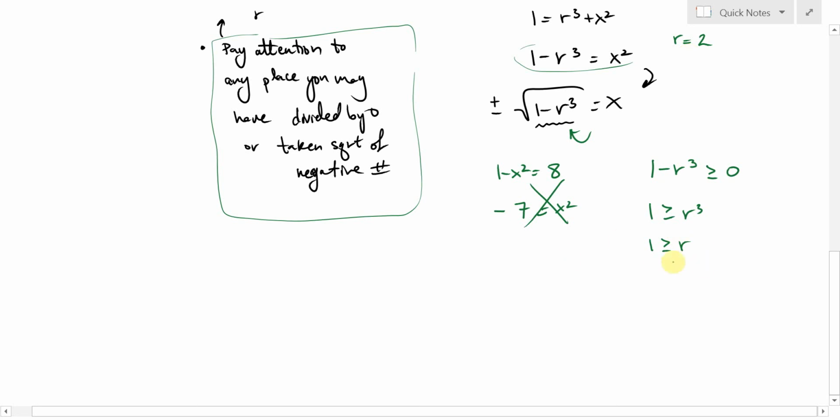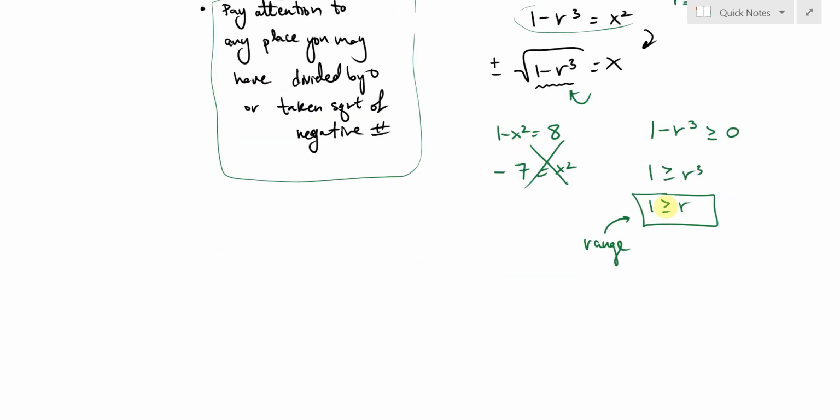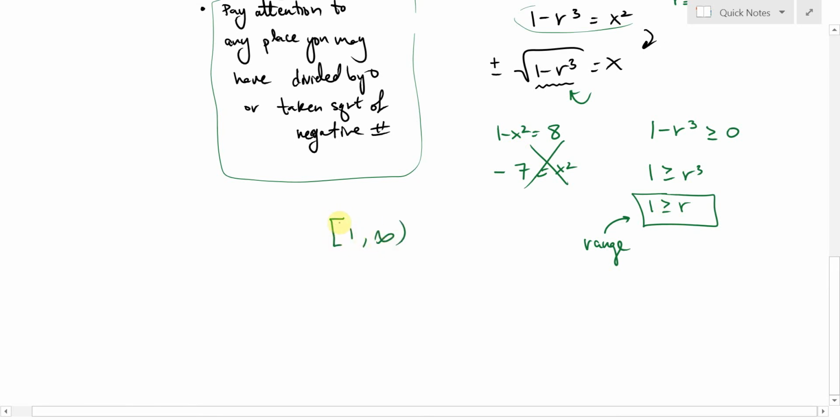So this is our range. It's the allowable values of r that would allow us to solve the equation f of x equals r for some value of x. As long as r is less than or equal to 1, we can solve the equation. In interval notation, we'd write it like this. I put a closed bracket here because we want to include 1. That's not a strict inequality.